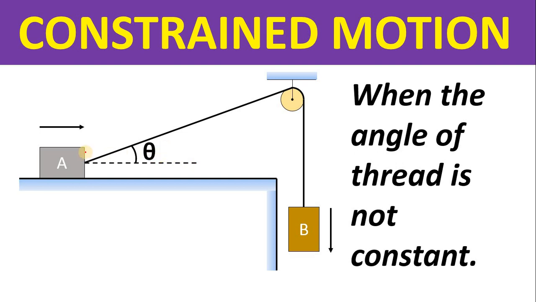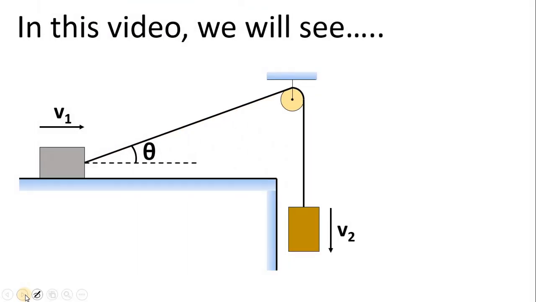In this case, the velocities of the blocks A and B are not directly related as V1 is equal to V2, but actually it is related with a factor of cos theta, like this. So in this video we will see the relation between V1 and V2. We will derive this formula that the velocity between the two bodies is related like this. V2 is equal to V1 cos theta.